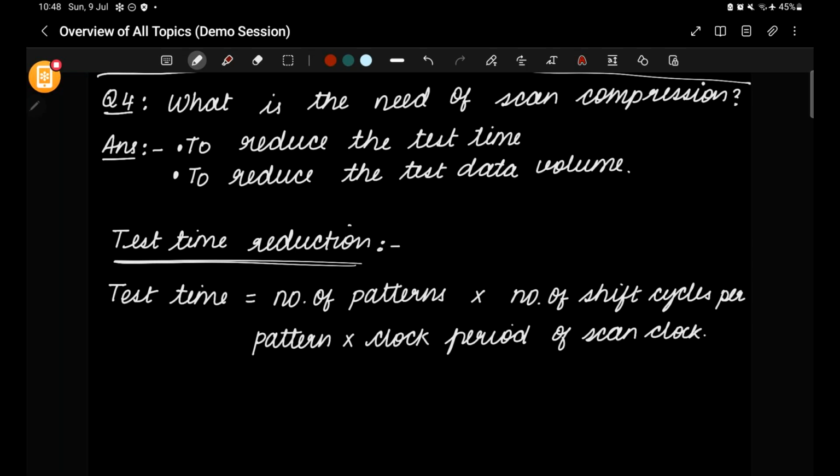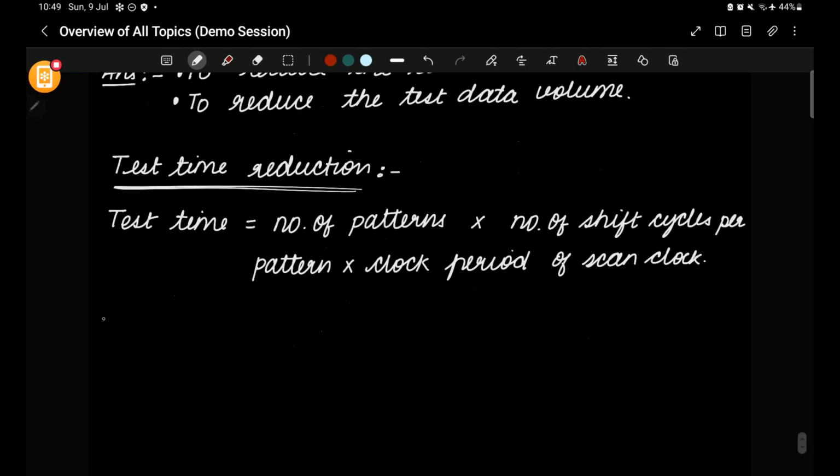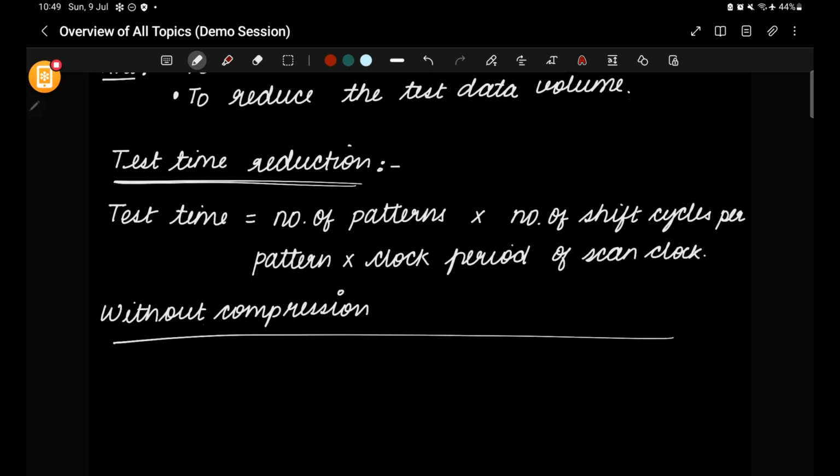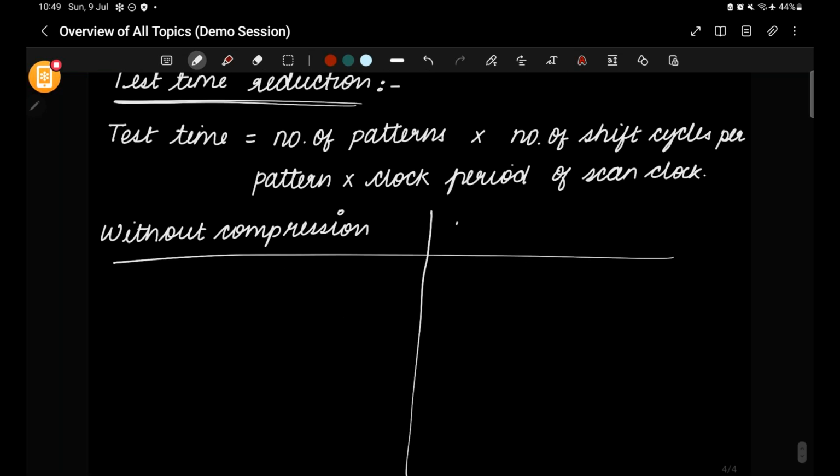Patterns into clock count into time. Yes, correct. So number of patterns into number of shift cycles per pattern into clock period of scan. So this is the formula for test time. Now you can consider without compression and with compression.